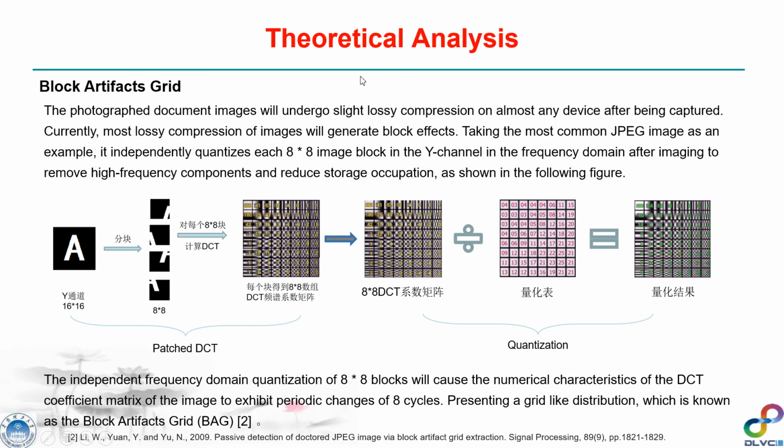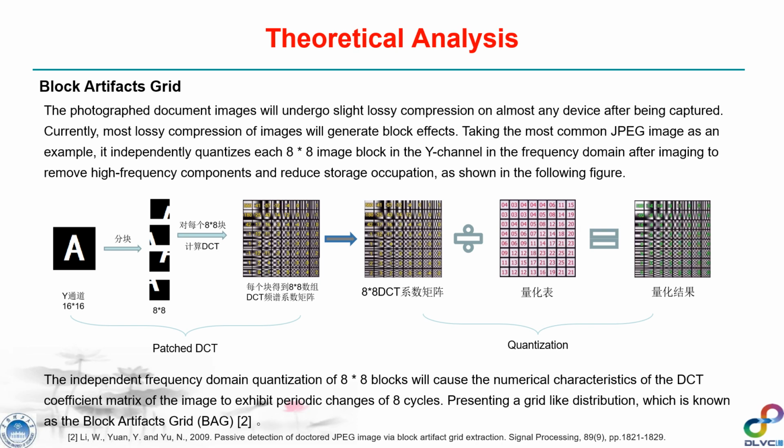Here is some theoretical analysis about why DTD can detect tampered text without visual clues and why it has strong generalization ability. First is about what the block artifacts grid is. The photographed document images will undergo slight lossy compression on almost any device after being captured. Currently, most lossy compression of images will generate block effects.